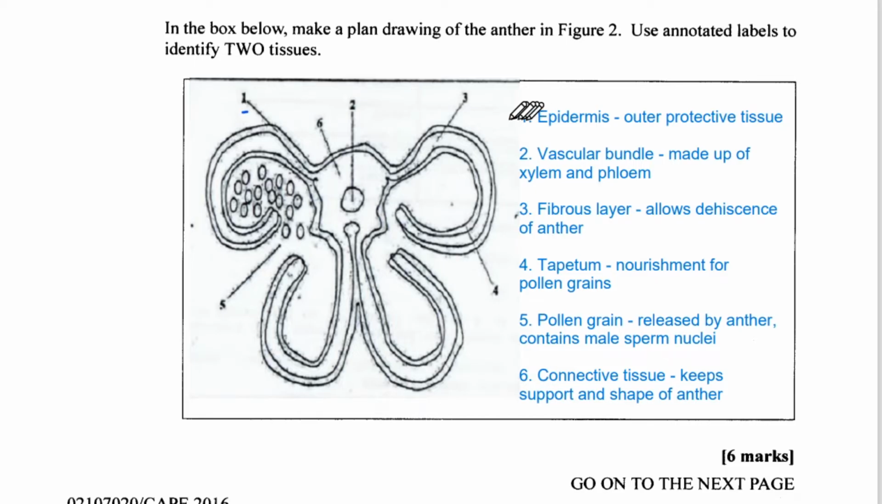So 1 is the epidermis, which is the outer protective tissue of the anther. 2 is the vascular bundle, which is made up of the xylem and phloem, of course, for water, mineral ion, and sucrose transport. 3 is the fibrous layer, and this allows for dehiscence of the anther. Dehiscence means the drying out and the splitting of the anther so that pollen grains could get released. 4, this inner layer here, is called the tapetum, and the tapetum provides nourishment for the pollen grains within the anther itself, within the chambers.